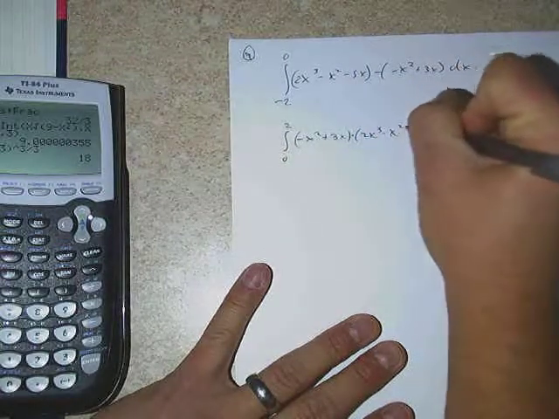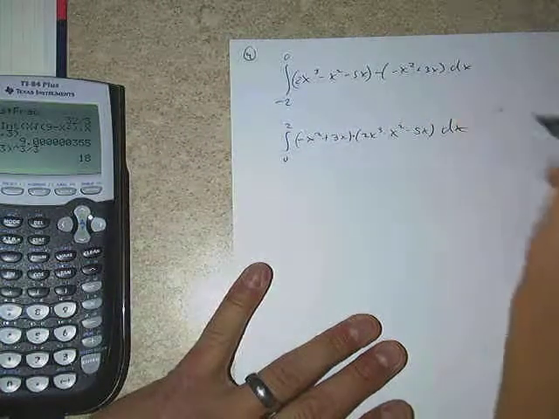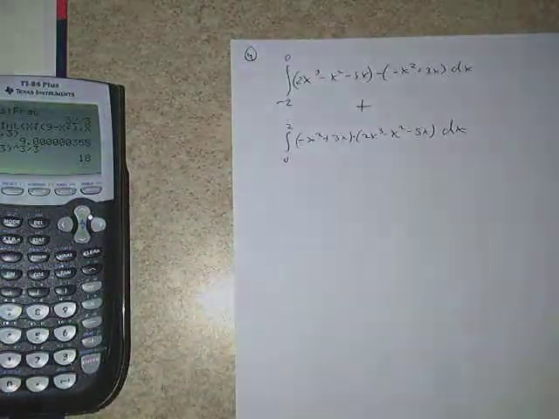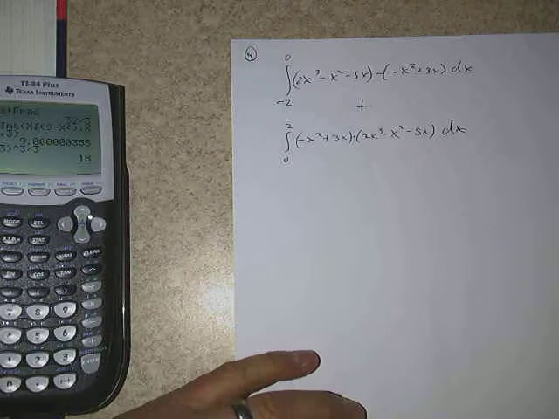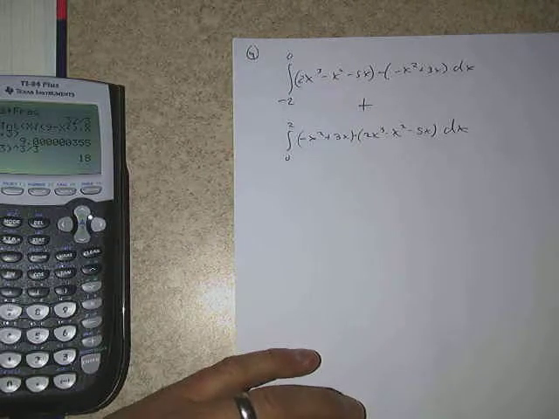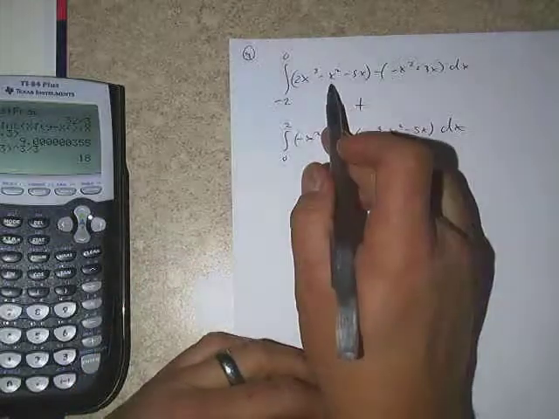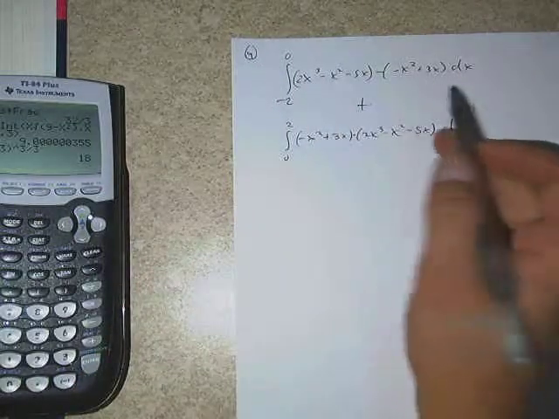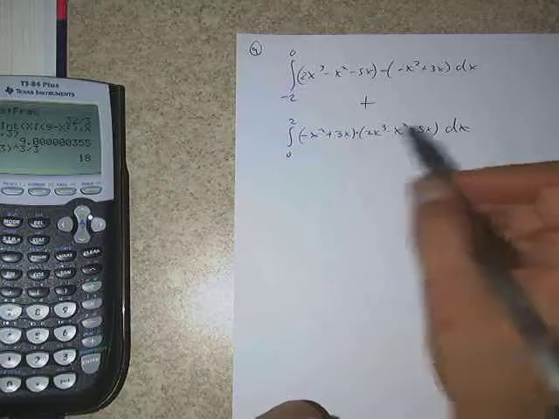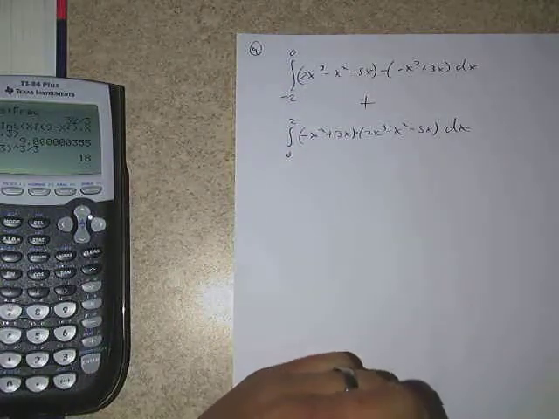And then on the other part, it goes from 0 to 2, the other intersection point on the right. But this time, the quadratic is on top, and the cubic is on the bottom. And ultimately, what are we going to do to those two? Just add them together.